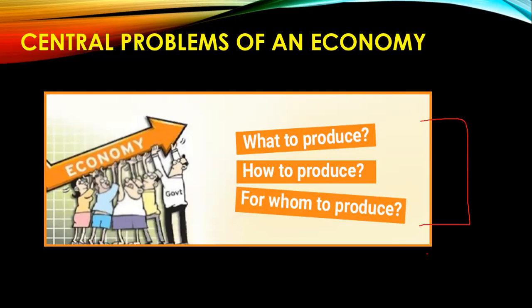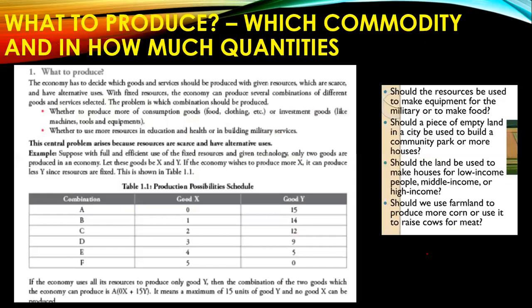Once they have decided what they need to produce, then next they need to decide in how much quantity. So whether they need to produce 15 units, 10 units, 7, and so on, the quintals, tons. So this is the first problem, a central problem, which is what to produce. They need to decide whether it's a consumer good or a capital good, and then in how much quantity. And why are these problems arising? This is because resources are scarce.